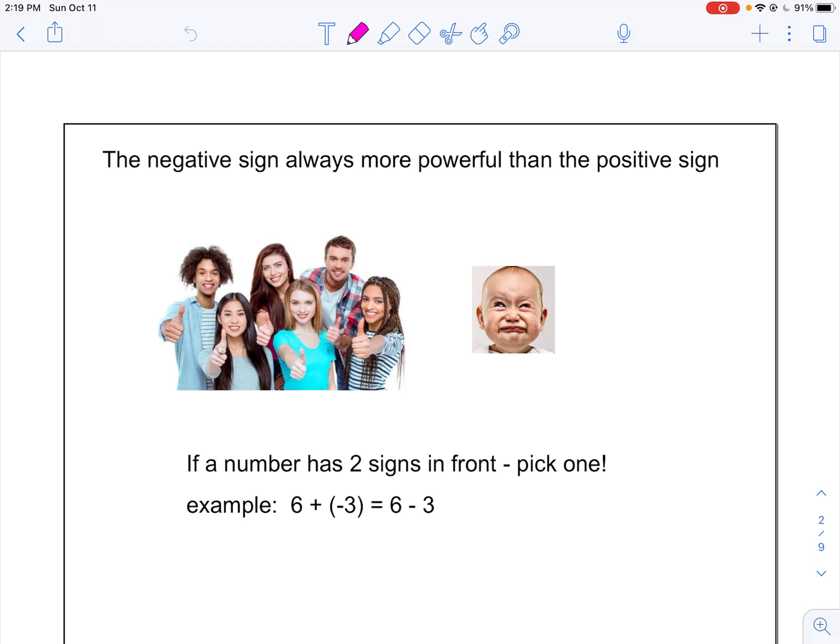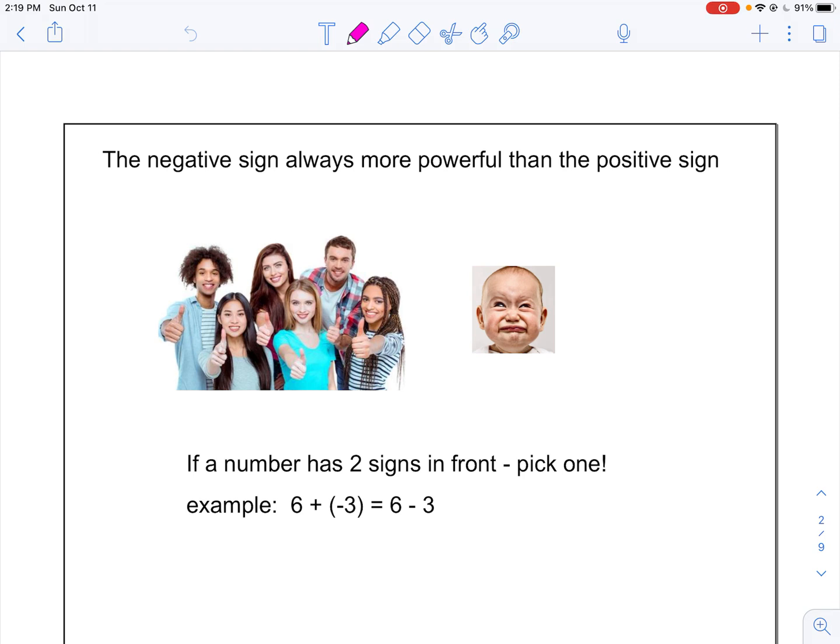You and your friends are having a great time. Everyone's thumbs up. And some negative Nelly comes into the group. What happens? Everybody is now brought down by this crying baby, right? So I say this because if a number has two signs in front of it, you need to pick one. And I would always pick the negative sign.